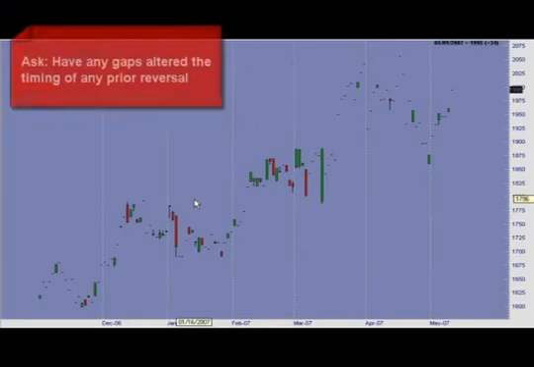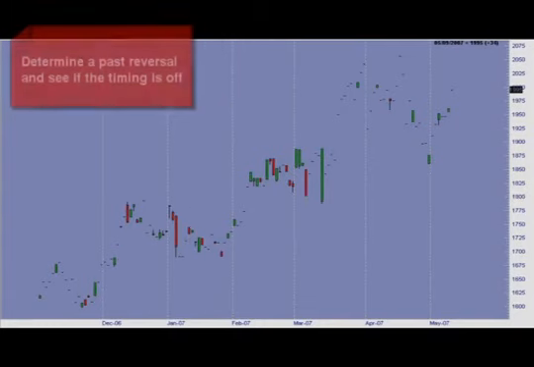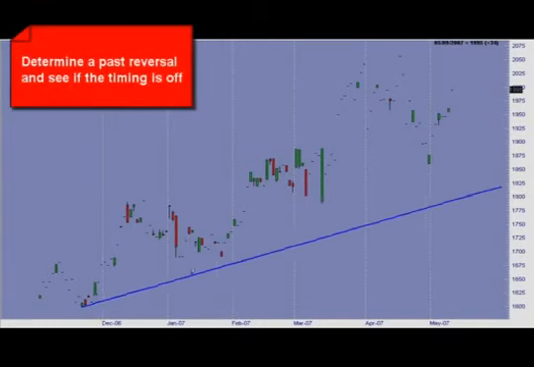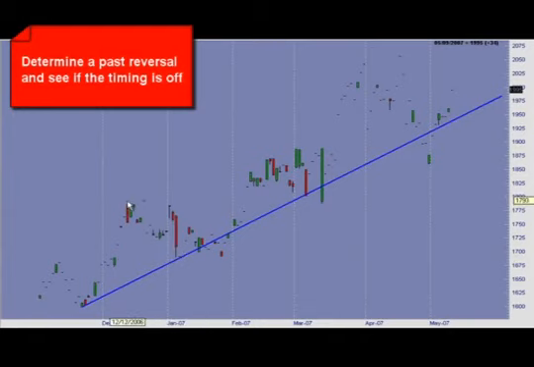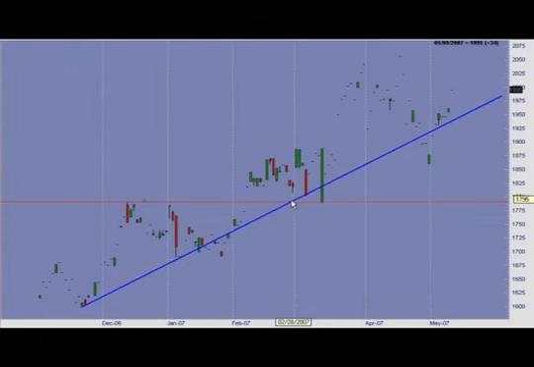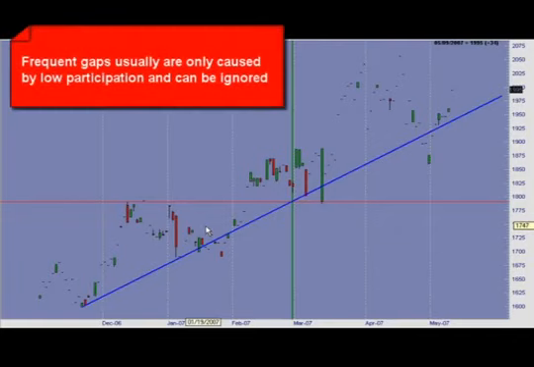If you look at it, the question is a simple matter of asking, have these gaps impacted the timing or not? And the answer is simply determined by determining a reversal and seeing the end result. For example, here we can determine a reversal, and lo and behold, when we set it in place, we find that it's accurate, meaning that these gaps had no impact on the timing whatsoever. So in a situation where a market has gapping because of low participation, you can ignore this and treat it as if they never occurred.